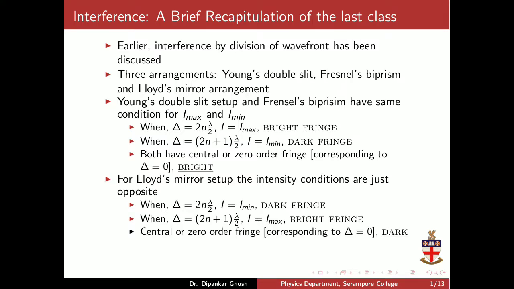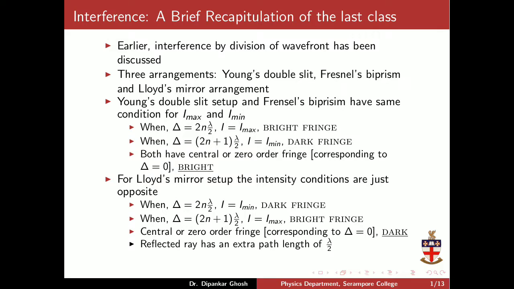Central fringe was not obtained as such in Lloyd's mirror experiment. For that we needed to move the screen and touch one end of the mirror, then only the central fringe could be obtained. So when the central fringe, the zero order fringe, was so obtained, we found it to be dark. Now this was rather different from the cases of Fresnel's biprism and Young's double slit. Why was this dark? And why were the conditions different from that of Young's double slit and Fresnel's biprism?